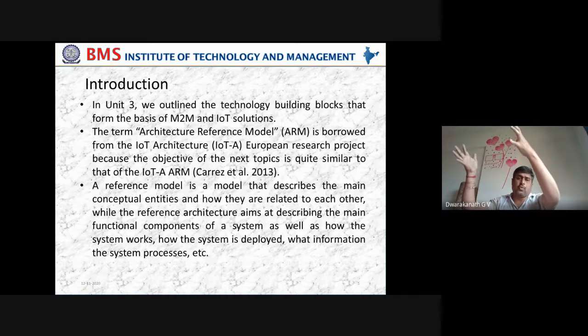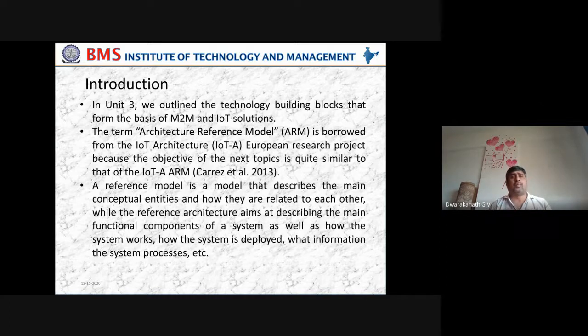So how will cloud computing work? Then from that cloud computing, how can I do the analytics? Everything is interconnected here, starting from a sensor to that particular stage. That will be there in this reference model: the functional components of a system, as well as how the system works and how the system is deployed. This is another very important concept. How is the system deployed in a real-time environment? This is very important.